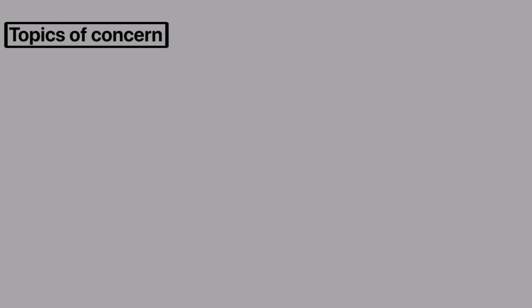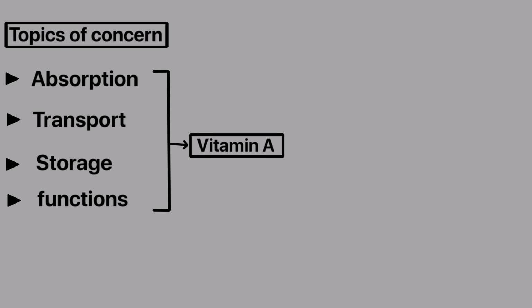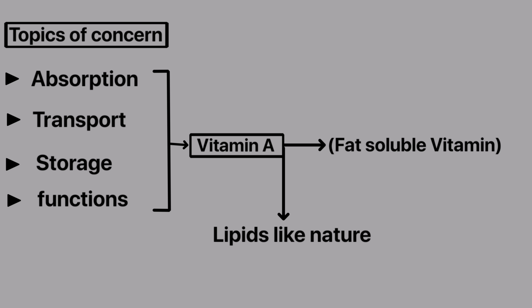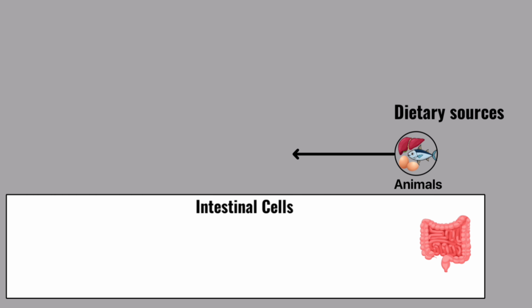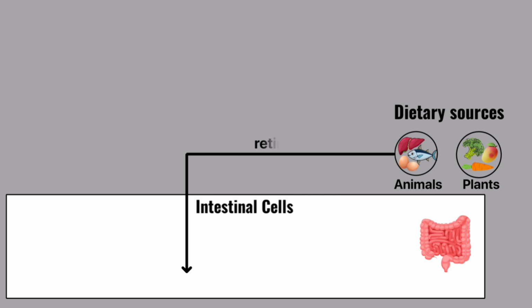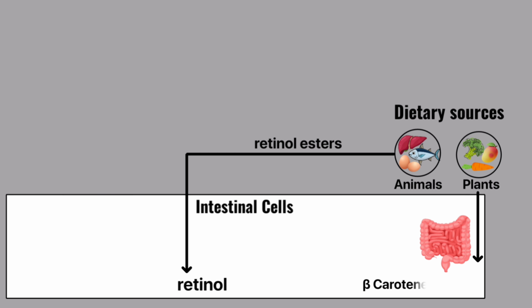In this video, we are going to know about the absorption, transport, storage, and functions of vitamin A. In our earlier video, we have talked about vitamin A as a fat-soluble vitamin, and like other lipids, it shows the same characteristics of absorption, transport, and storage in the human body. Vitamin A is obtained from animals as well as plants. Retinol esters and retinol are found in certain animal tissues, while beta-carotene is found in certain plants.